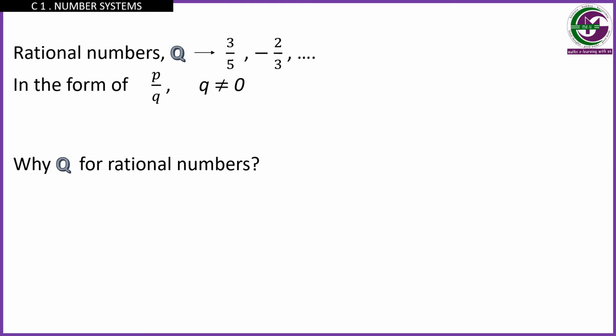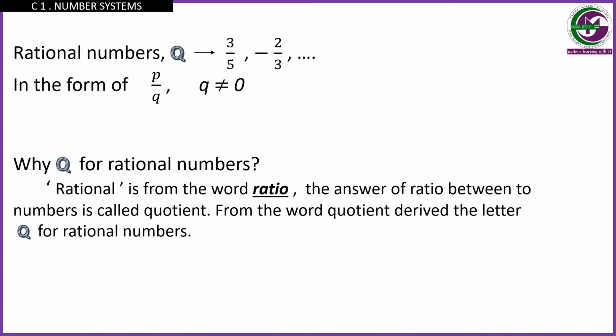Now, why do we use the letter Q instead of R for rational numbers? Rational numbers are derived from the word ratio. You know, ratio means just comparing two quantities. And the final answer of a ratio you can either simplify, or when you divide you will get a quotient. That quotient is really known as a rational number, and from the word quotient we have the capital letter Q, which represents rational numbers.